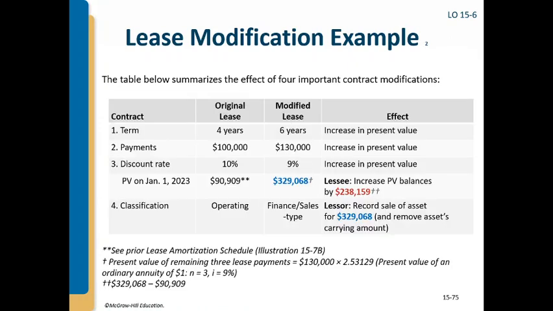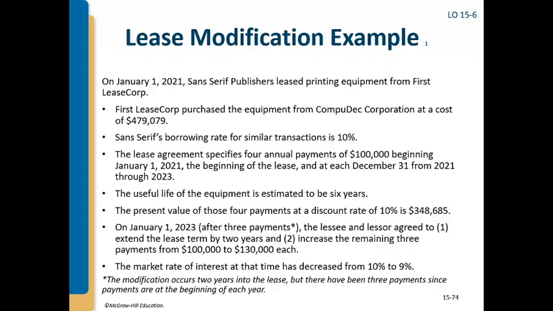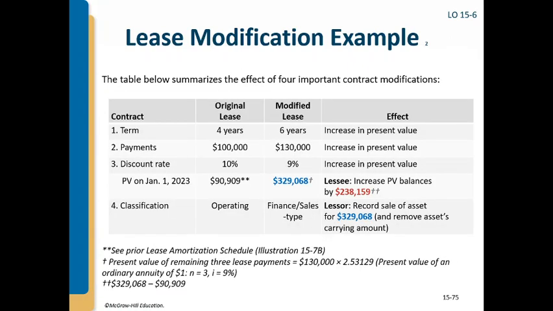So you've gone from the original lease being 4, again, the useful life is 6. You're now modifying it to where the lease term is for the whole useful life of the equipment. And so that's going to increase your present value. Payments are increased, so that increases your present value. The discount rate goes down, so that increases your present value.